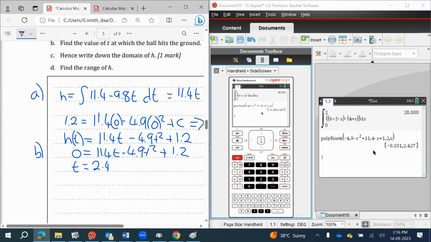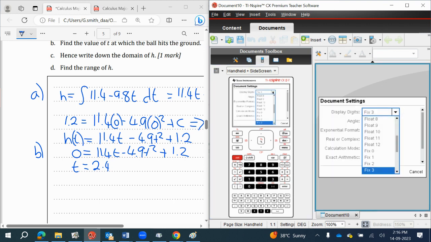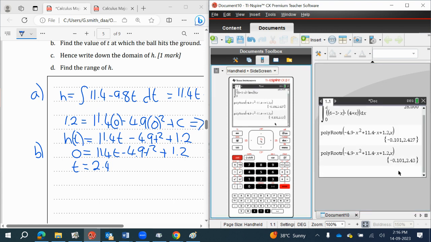I'm in 3 decimal places here, so I'll just change that. Document settings 7.2, and then change this to float 3. Press enter again, and then it's giving me the right number of significant figures, 2.43.